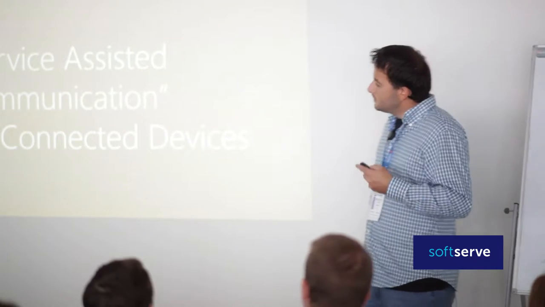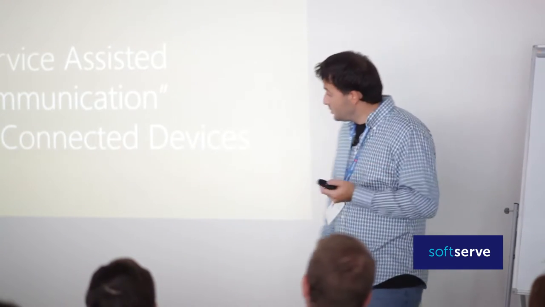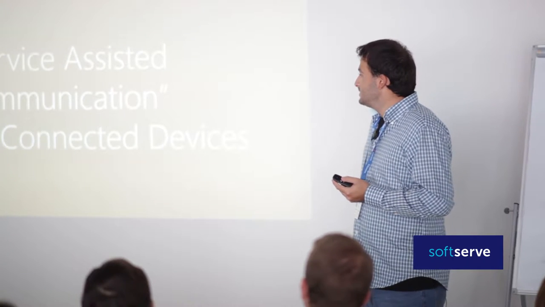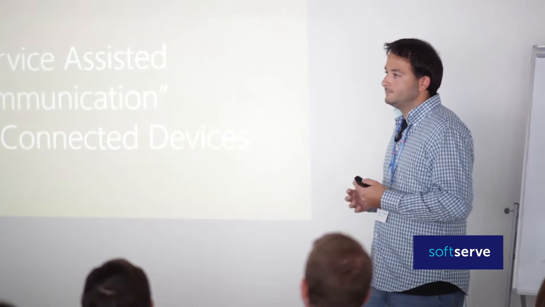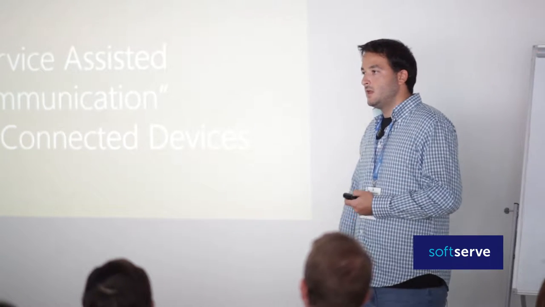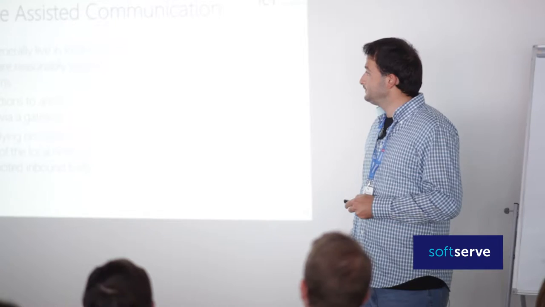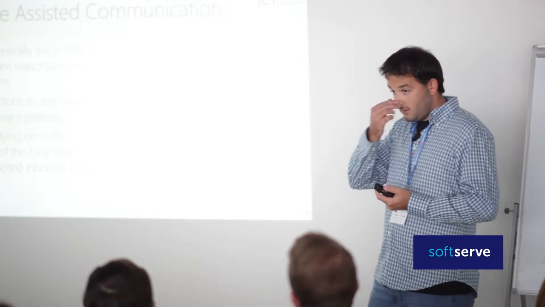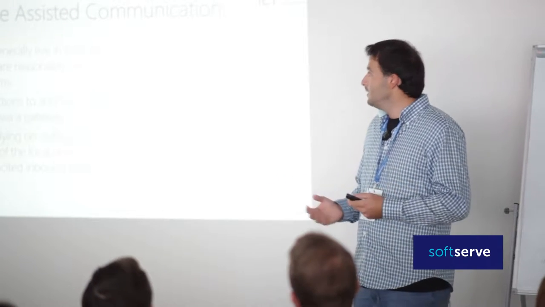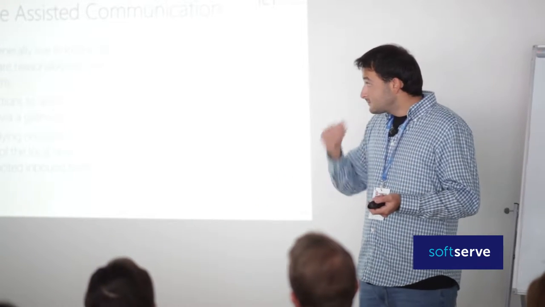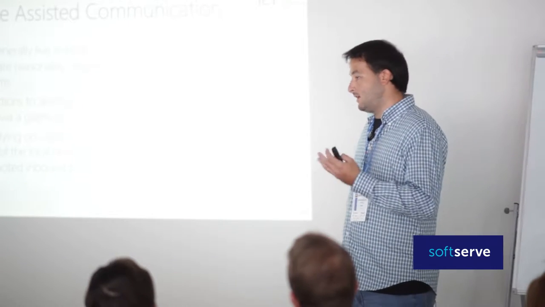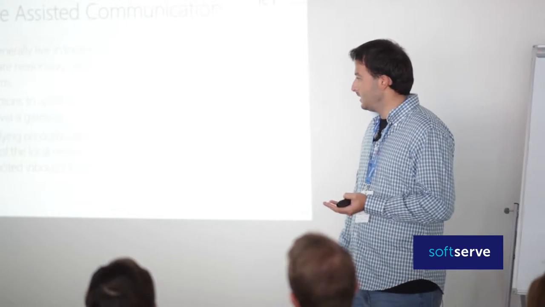I'm gonna talk a little bit about the service-assisted communication model for connected devices. That's basically a model for structuring your architecture for the communication between your appliances and your backend. Devices generally live in local networks. They're limited in scope. And we assume that all connections to and from the device are at least facilitated by some sort of gateway.